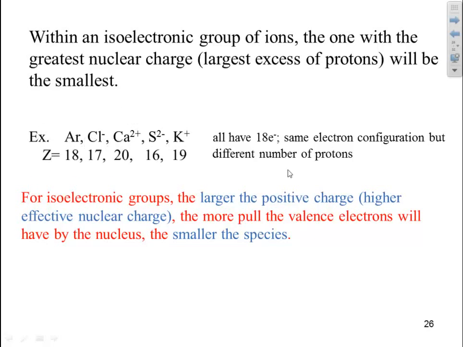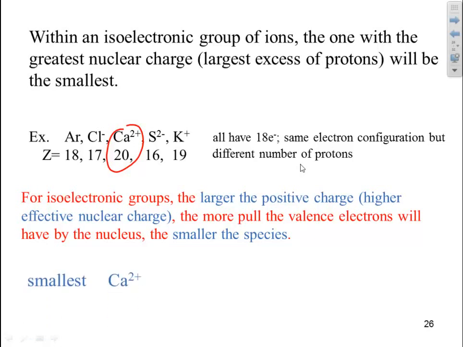So if we look at the atomic number, which gives us the number of protons, the species with the largest number of protons, when we compare isoelectronic groups, those species that have the same number of electrons, will have the most pull on those outer electrons, therefore be the smallest. So looking at this set of species, we see that calcium has the largest number of protons. Therefore, calcium will be the smallest in this group.